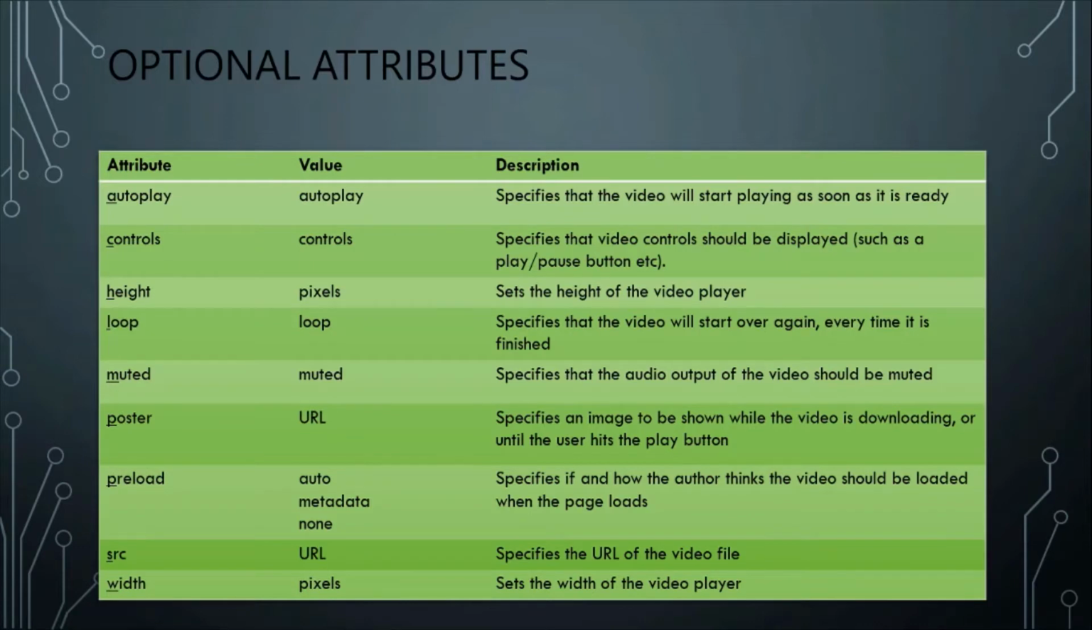So if we put this, then it will display the play, pause button, download button, picture in picture button, seek button, and there are some more. The third one is height. In height we write the value in pixels. It will change the height and set the height of the video in pixels.